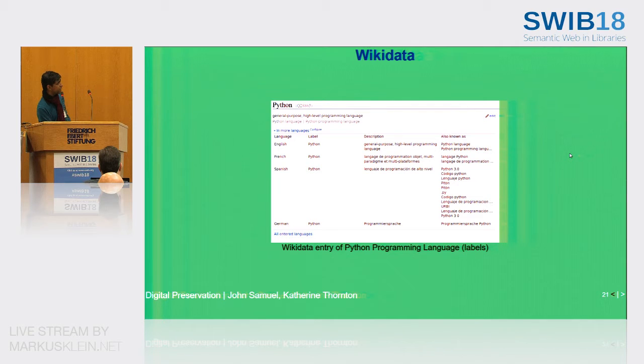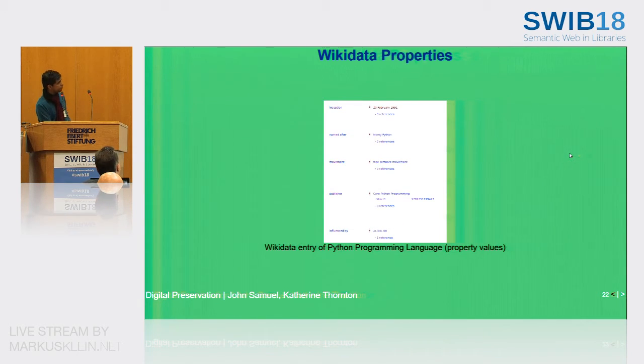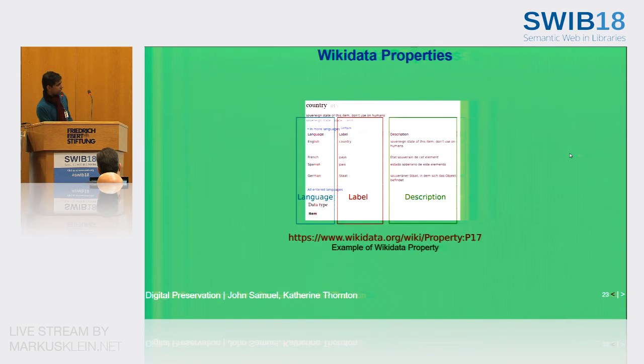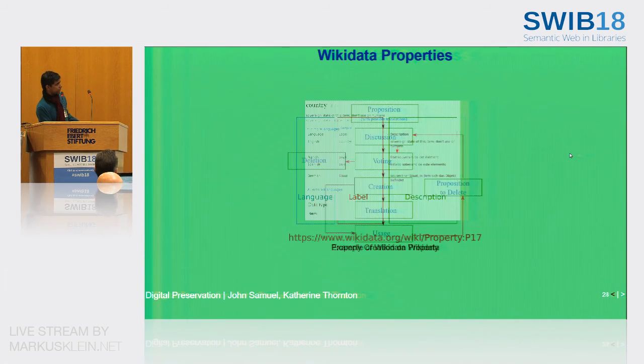So here is an example of Python. I just show labels in English, French, Spanish, and German. So you see the label, the description, and also the AKA, also known as, etc. People propose the properties, and you now have some of the properties that are used to describe Python, something that I like in the end is influenced by. So you can also get a timeline or an influence graph of different programming languages. Here is an example. Here we have the language, then the label, and then the description for a property like P17, which could be used to describe, for example, in which country a person was born, etc.